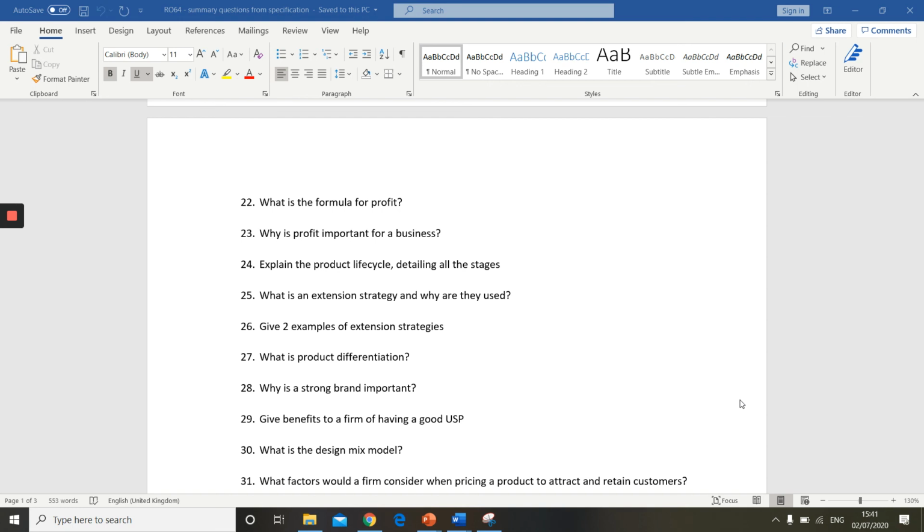Question number 28. Why is a strong brand important? So think about why. Apple as a company has a fantastically strong brand image. Why is that important? And how is Apple's brand image more important than a company such as Huawei? If you were going to buy a mobile phone, which one would you see more advertising for? Which one has a stronger brand image? And therefore, why is having a strong brand image important? Pause the video and then answer the question.